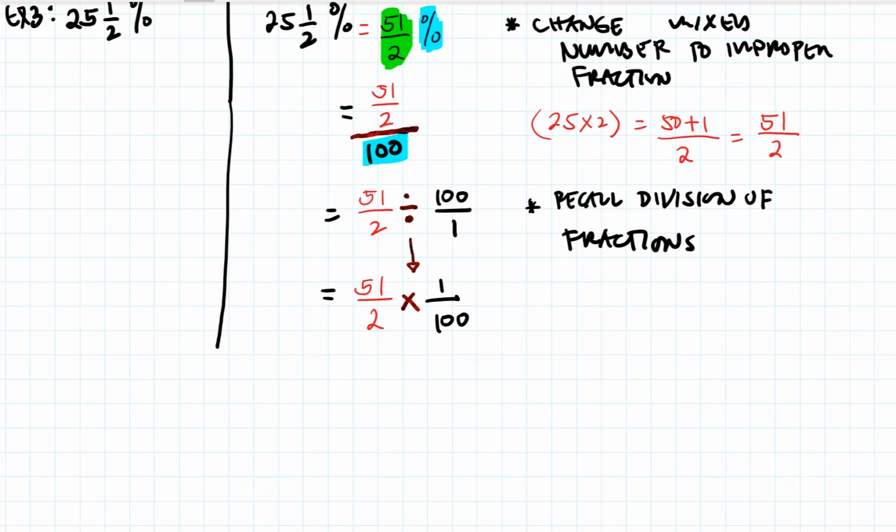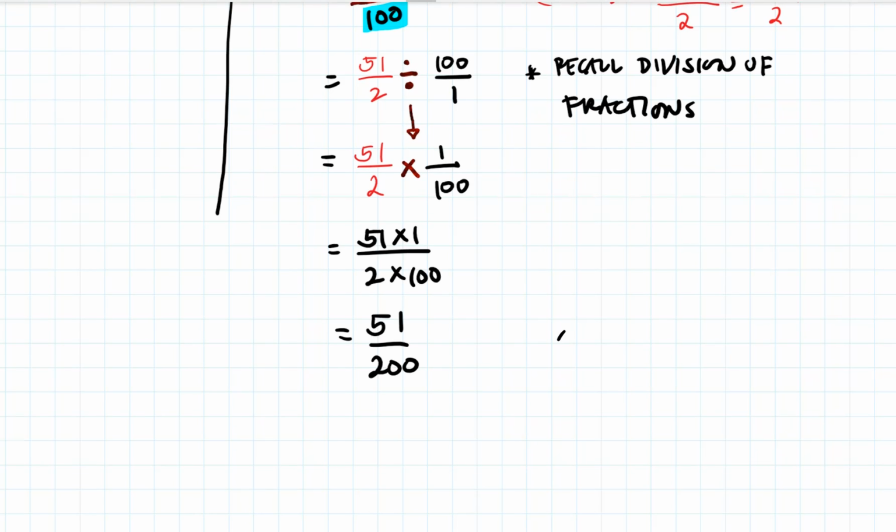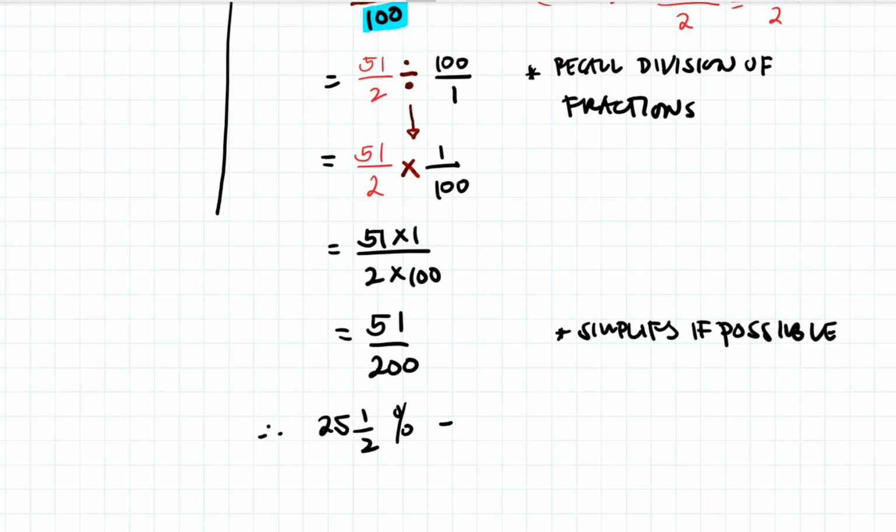So that would give me 51 times 1 over 2 times 100, which gives me 51 over 200. And again, the last step would be to simplify if possible. But in this case, I think you can no longer simplify that. So therefore, 25 and 1/2% is just equivalent to 51 over 200.